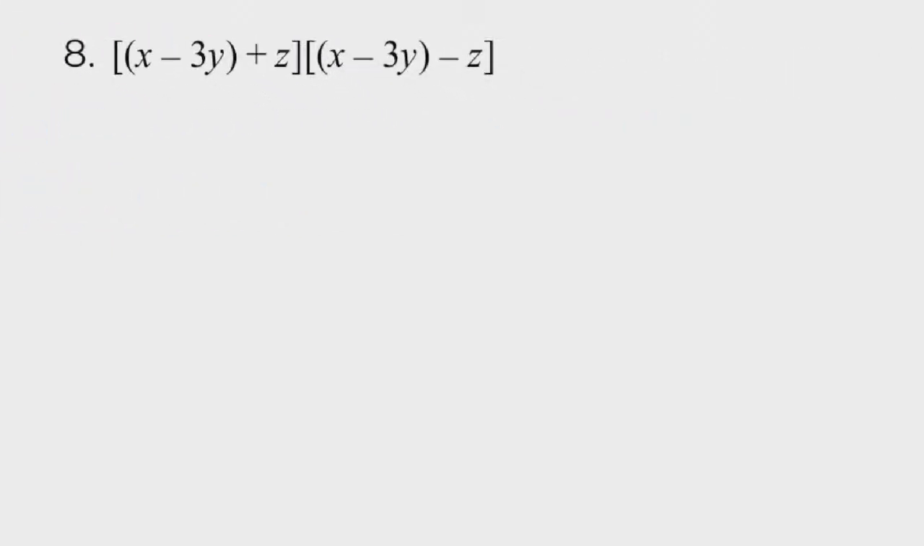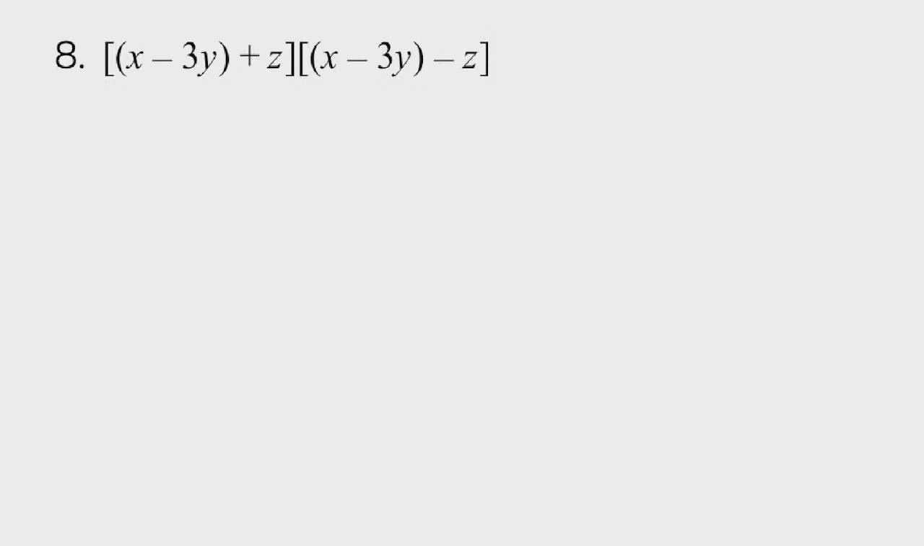Okay, last one. So if you notice, these two are the same and these two are the same. So the only difference in this problem is the minus and the plus sign. So we can actually use difference of two squares. So for this problem, A is going to be x minus 3y and B is going to be z. And we want to plug this into a squared minus b squared. So that becomes x minus 3y squared minus z squared.